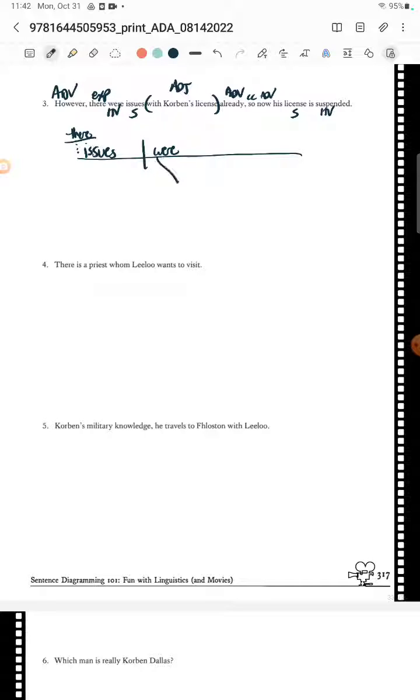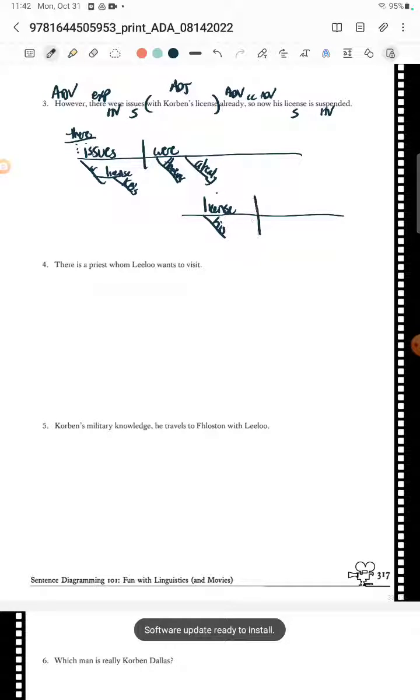And then what kind? Oh, however, and already. Yeah, he's already got some issues when we first meet him. And oh, what kind of issues? There were issues with the license, and then it's Corbin Dallas's license. Excuse me. And now we know his license is suspended. I'm gonna take a drink. And then it's suspended now, and then we have that so, right?